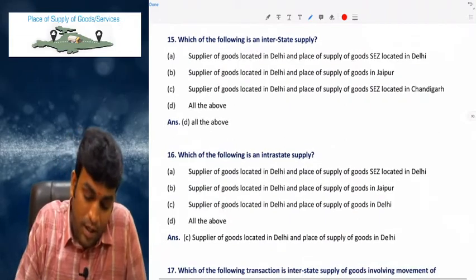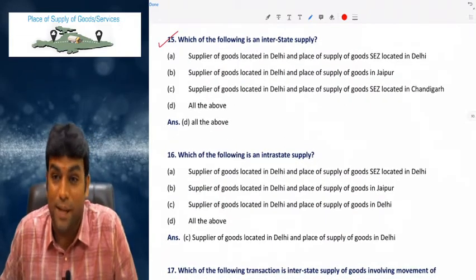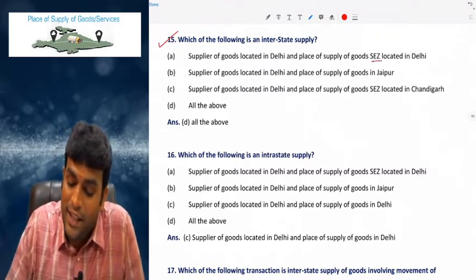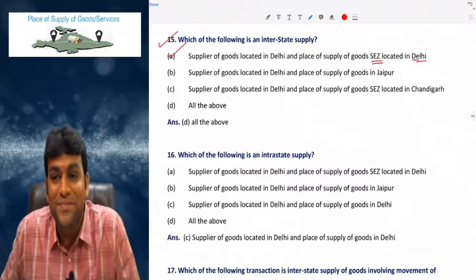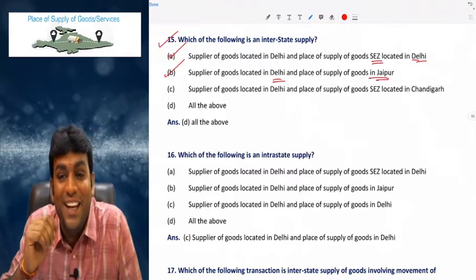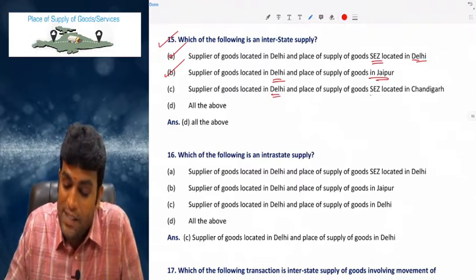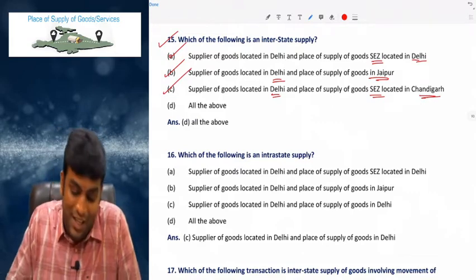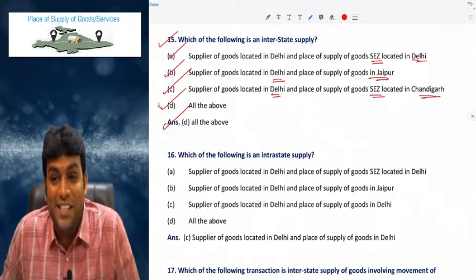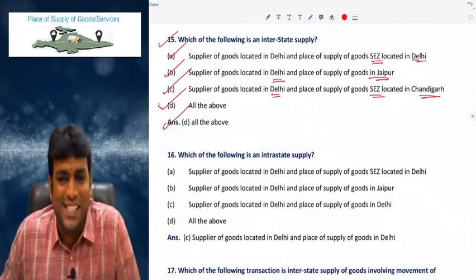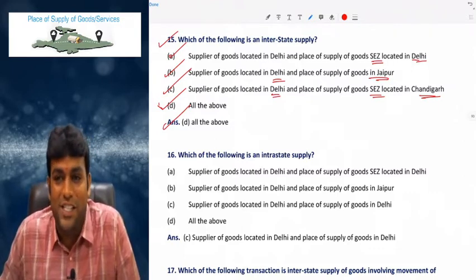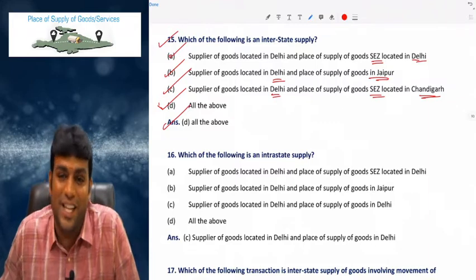See the 15th question. Which of the following is an interstate supply? Supplier of goods is in Delhi. Place of supply is SEZ in Delhi. 100% it is interstate supply. Then supplier is in Delhi, POS is in Jaipur. This is also interstate supply. Supplier is in Delhi, POS is SEZ in Chandigarh. This is also interstate. So all of the above. Clear, right? Because we know that the interstate supply concept is given by Section 7 of the IGST Act, which clearly says if the location of supplier and place of supply are in different states, we obviously call it interstate supply.